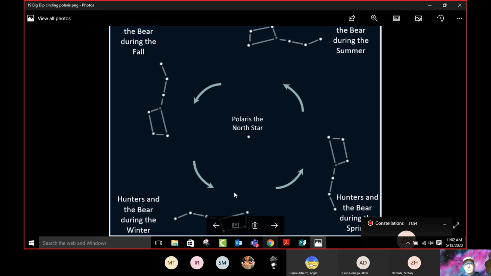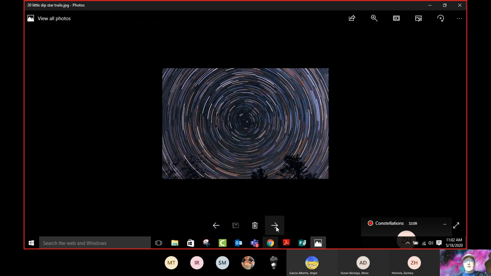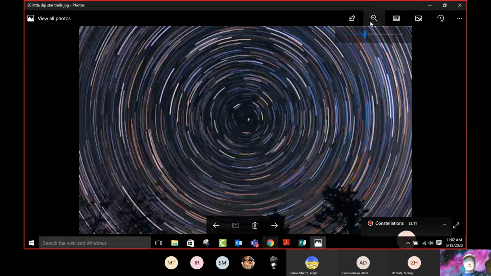So we have this movement. In fact, all the stars appear to be moving around Polaris. It's not that they're moving, it's that we're moving though, right? We're spinning around on our axis, rotating every day. And if you set up a camera to do a time-lapse photo, this is what you get.